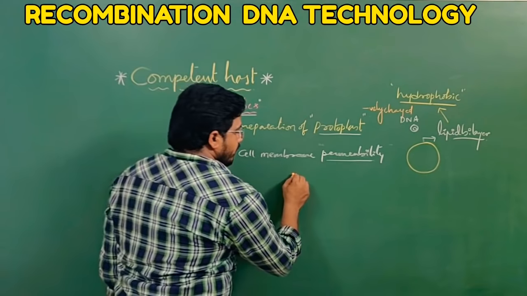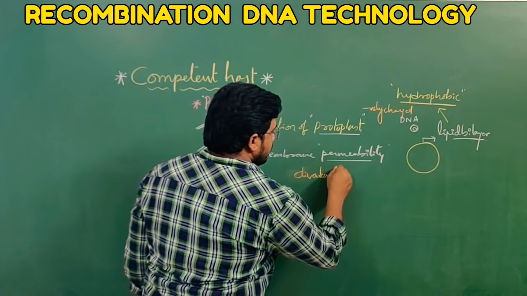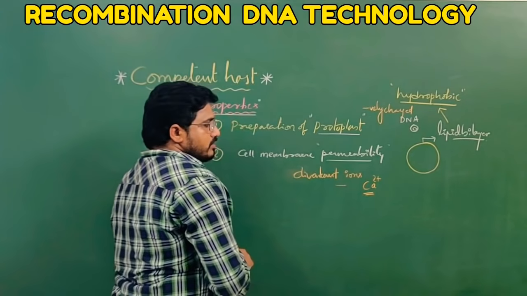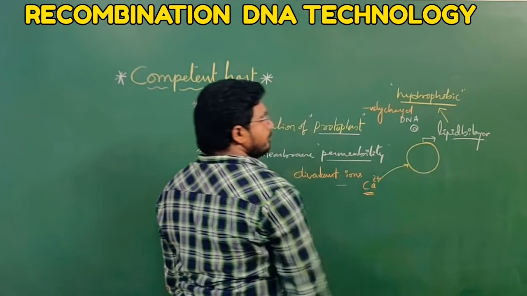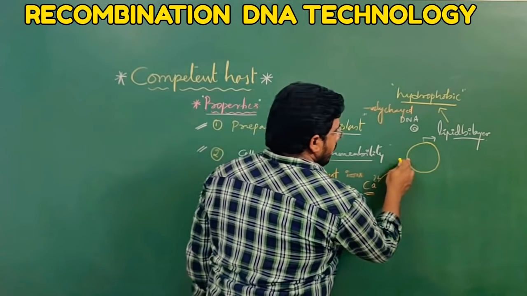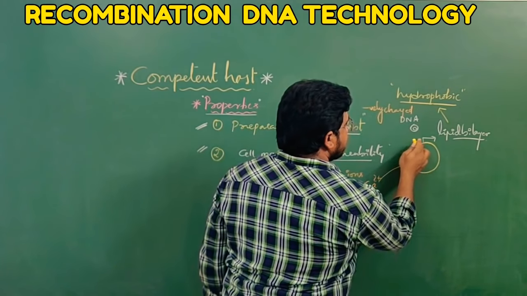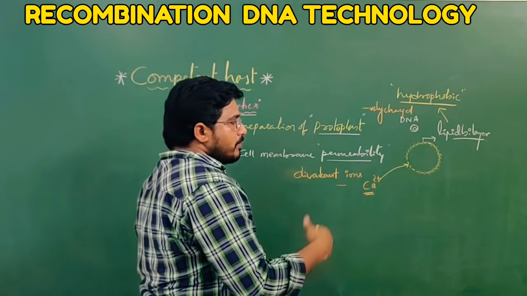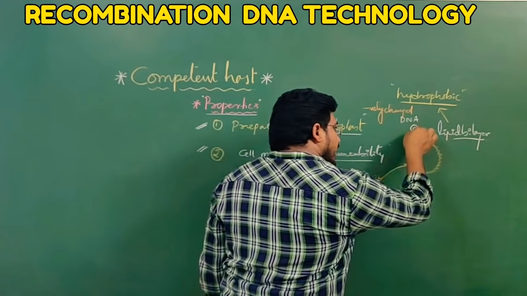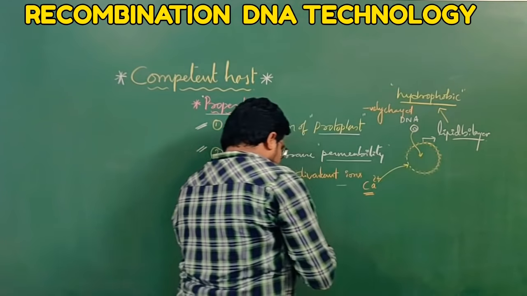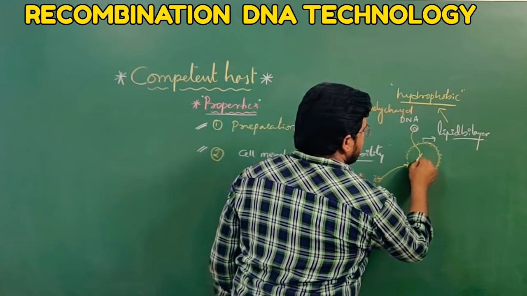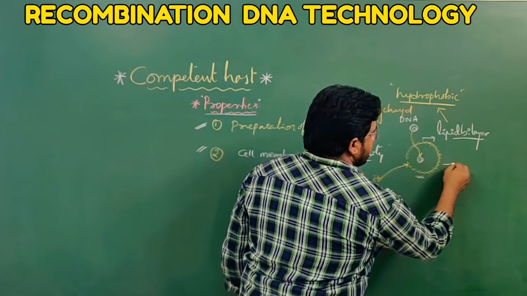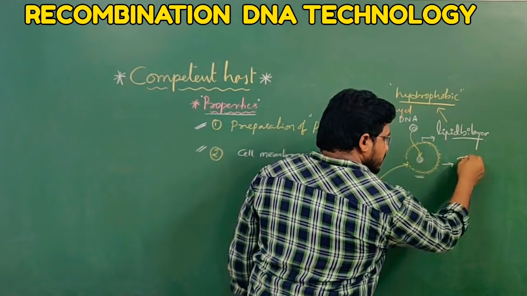For that, we use divalent ions like calcium. If we apply calcium to the plasma membrane, then the plasma membrane permeability will be increased. Using the divalent ion, we increase the permeability of the plasma membrane, so that as the permeability increases, our desired gene or vector or plasmid, nothing but the recombinant, will enter the host. Then this host is called a transformant.